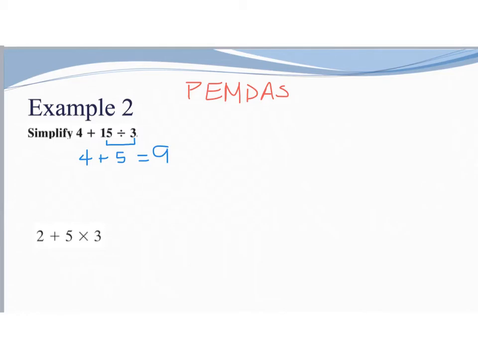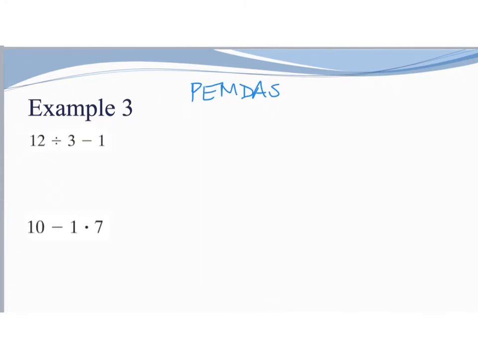Now looking down below, I have 2 plus 5 times 3. Multiplication comes before addition. So I end up with 2 plus 15, or I get an answer of 17. If you'd like to pause the video and try these two on your own real quick, then come back and see if you're able to do it on your own.